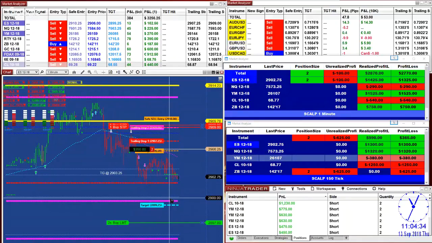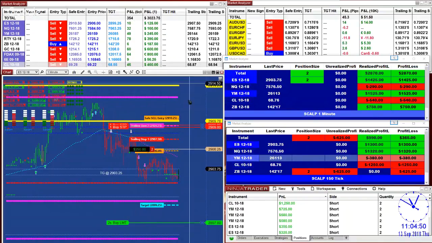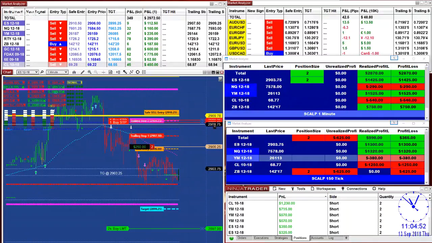We are 382, 380 ticks based on the last entry signal, not all day long. 380 ticks, one contract, 1 minute market analyzer, and now 350.